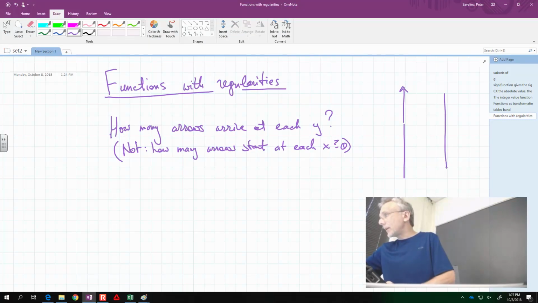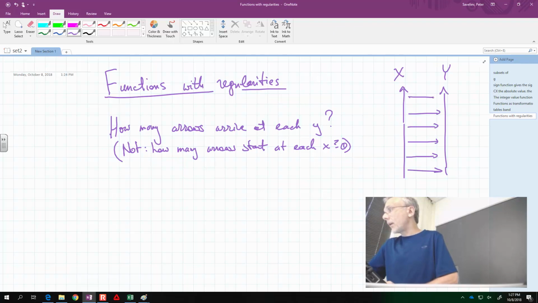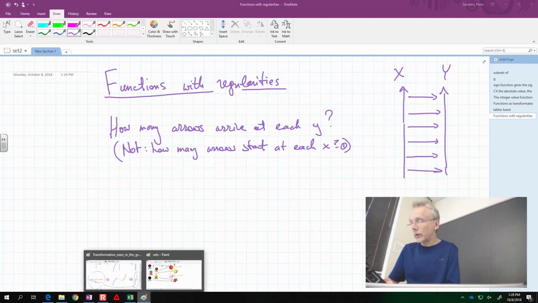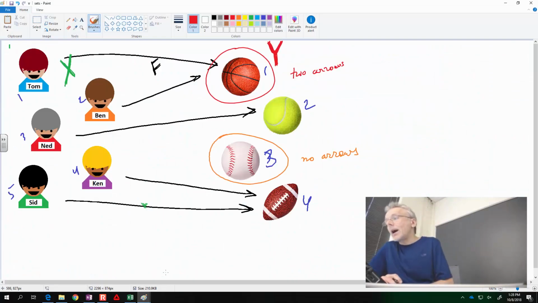If we have x's and y's here, then our arrows might just go like this, without missing anything on the left, and there is one arrow per y. Okay, so that's totally regular. In this picture, as you can see, that's not the case, and this can fail in two ways.